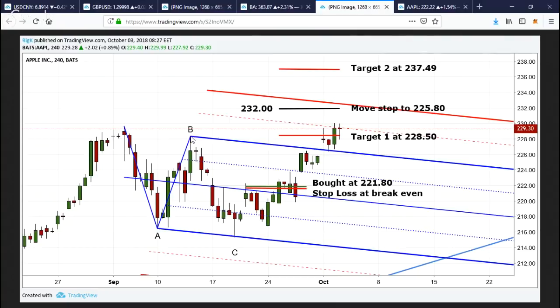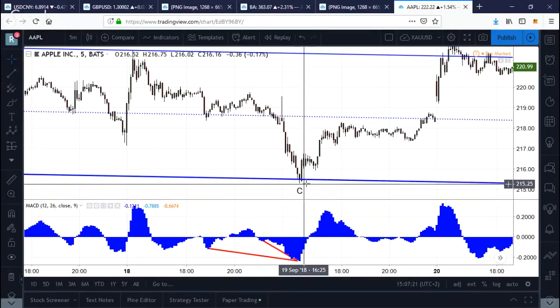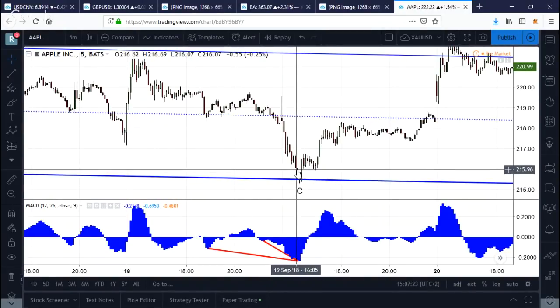Let me just see if I can change this. No, that's a screenshot. But anyway, these setups happen all the time. But I'm just trying to tell you guys, you won't always get picture perfect setups.